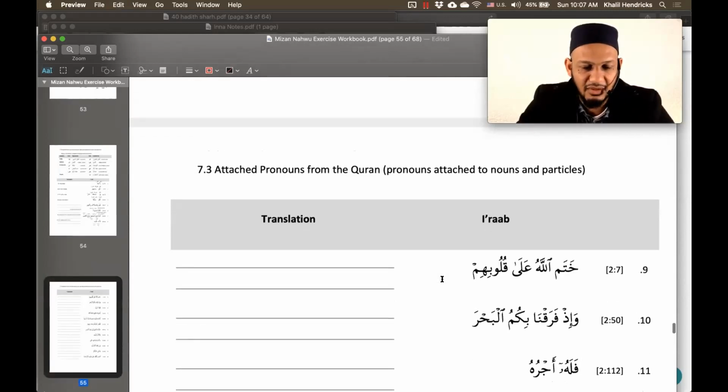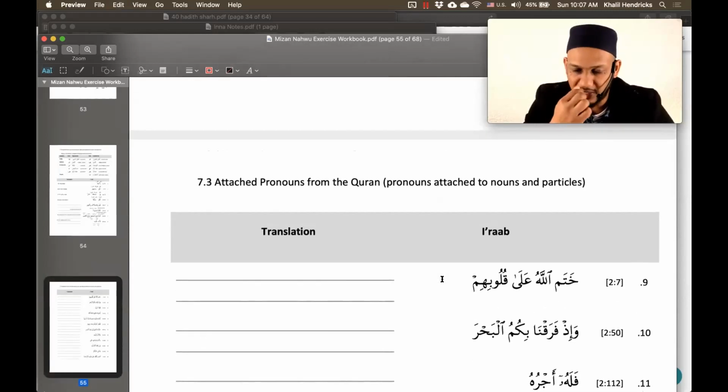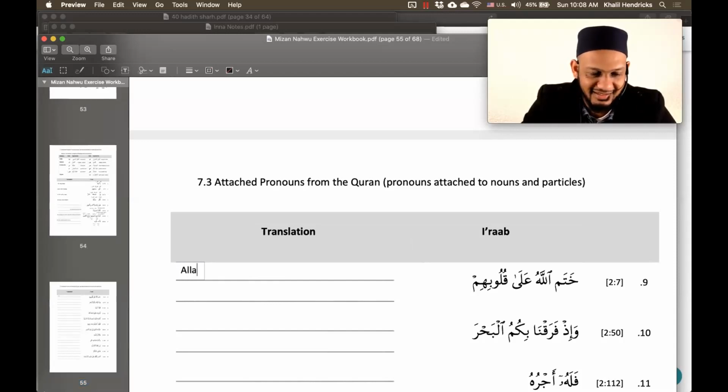Let's go through another one. Khatam Allahu, this is a bit easier one. Khatam Allahu ala qulubihim. Translation? I have the translation as Allah set a seal on their hearts. Allah set a seal, or placed a seal, is fine as well, upon their hearts. If you got the translation right, alhamdulillah. So now let's try the labels, inshallah.